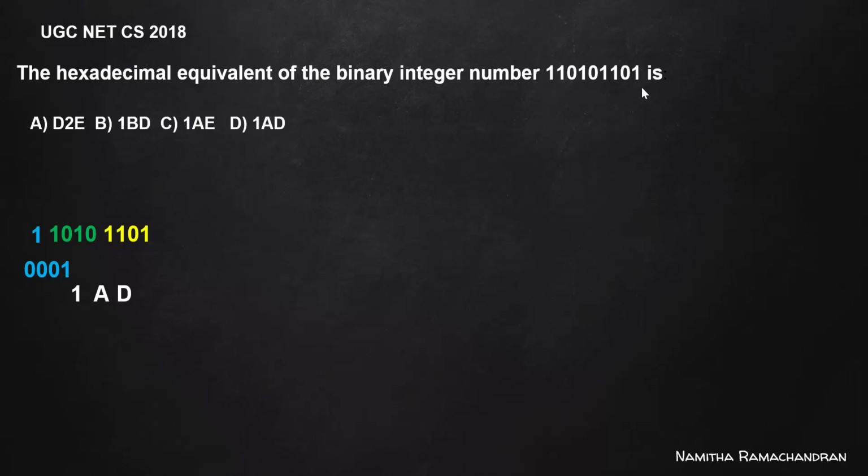The procedure is starting from the right end, move towards the left and make groups of 4 bits. And for each group assign its hexadecimal equivalent. 1101 is equal to hexadecimal D, 1010 is equal to hexadecimal A, and this 0001 is 1. So which option is right? Here option D is the right answer.